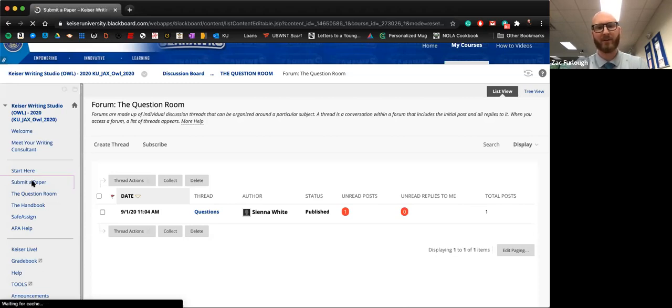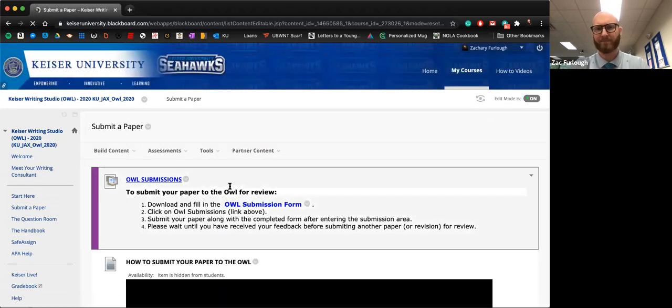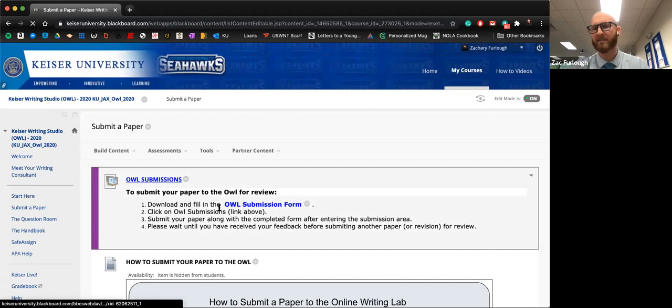So you can come in here, click on submit a paper here on the left. There's a little form that I ask that you fill out and attach along with your assignment. All that form really does for me, the important thing is your email address, so that I can get your assignment back to you as quickly as possible. And I don't have to go into your class or anything and figure out what your email is. So the easiest thing to do is definitely to fill out this form.